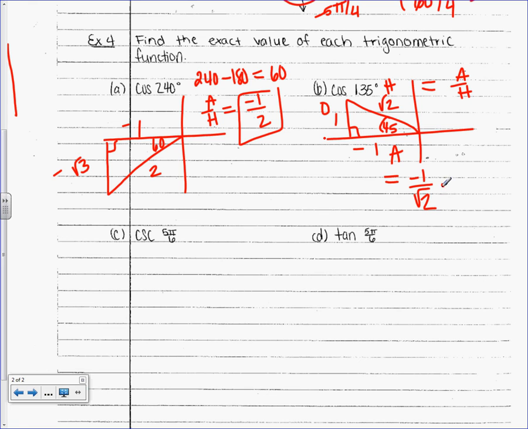You can't leave it that way. Rationalize the denominator by multiplying by square root of 2 over square root of 2. And what do I end up with? Negative square root of 2 over just 2, right? Ask me a question.